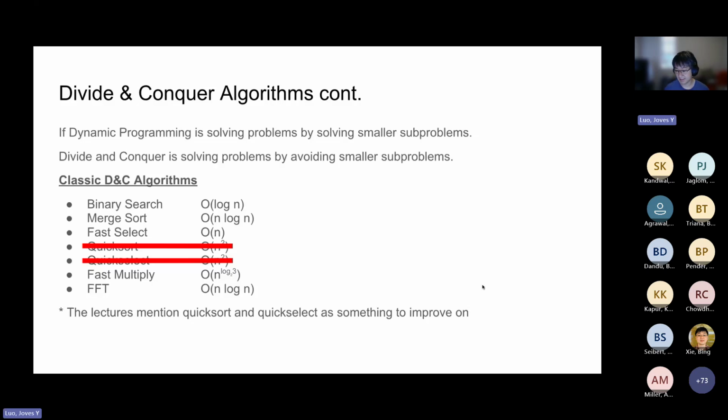Yeah, and Tim has said that the lecture on fast select is equal to selection in DPV, but in DPV, I don't believe it's going to be called fast select. I think it's just a selection strategy that uses picking your pivot.